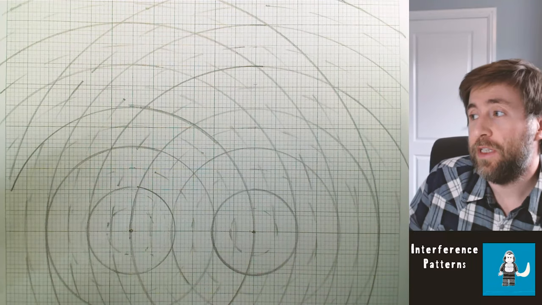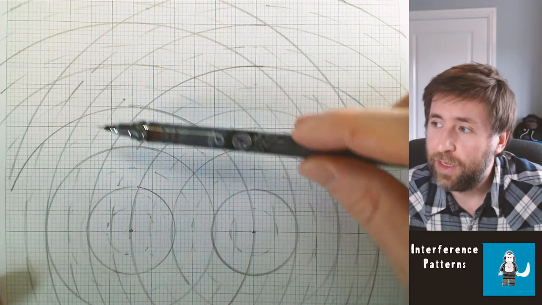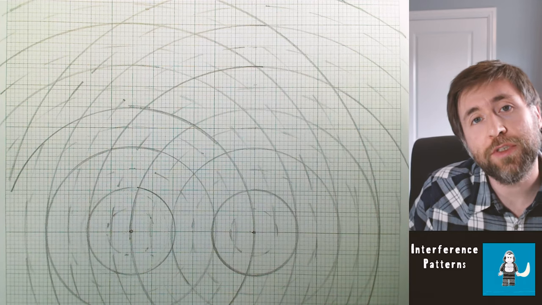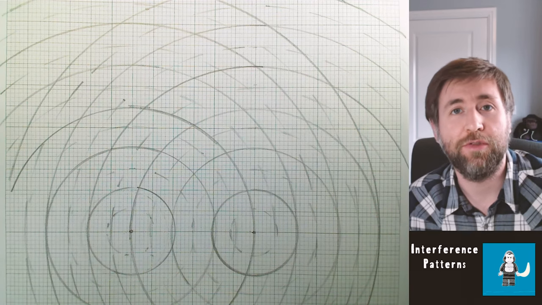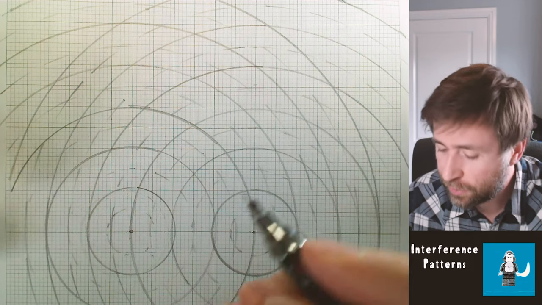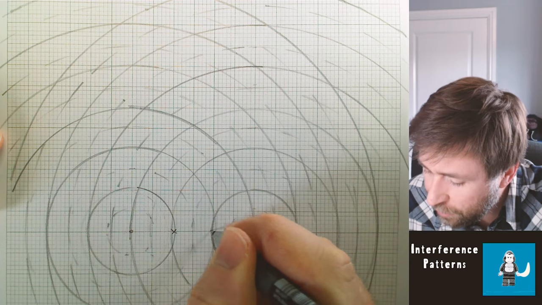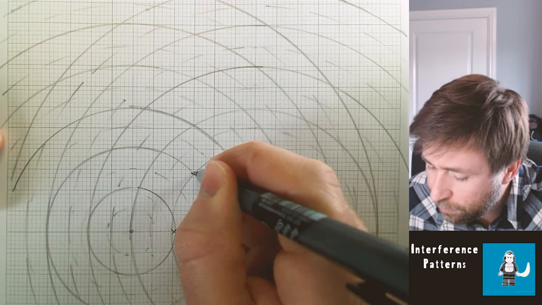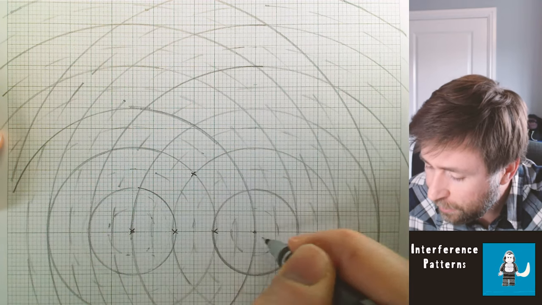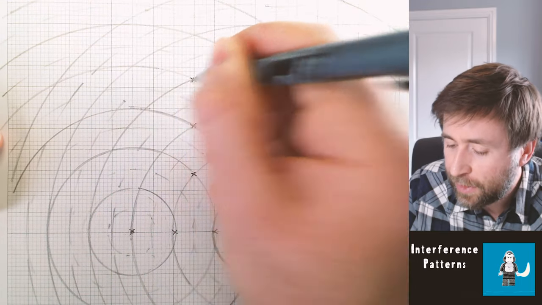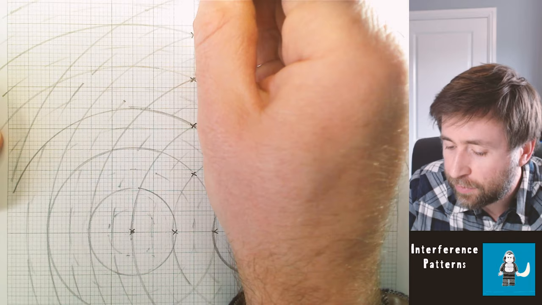You just need to do as many such that you've got a large enough area where you've got the overlapping wave fronts here. Now we're going to look for the points of constructive interference, and we're going to look for the points of destructive interference. So I'm going to do a little cross every time a wave front crosses. Every time the two dark lines cross, I'm going to mark that with a cross. That is where we have waves that are in phase, so we have constructive interference.